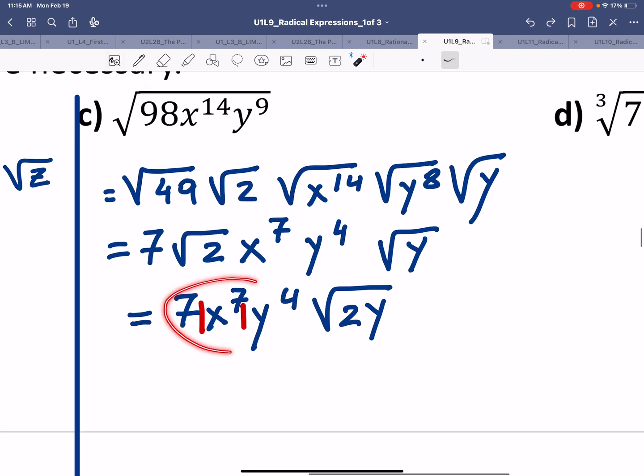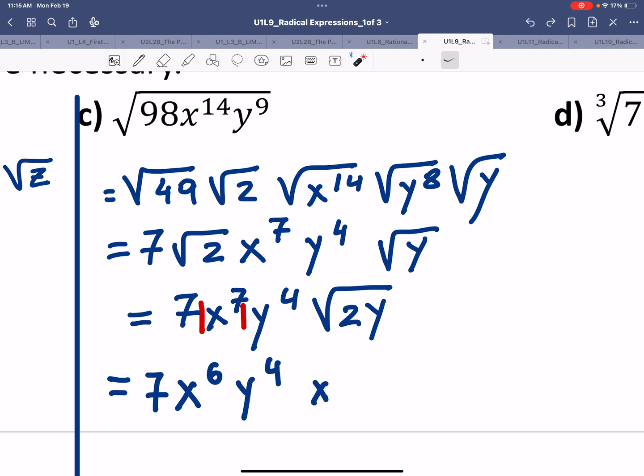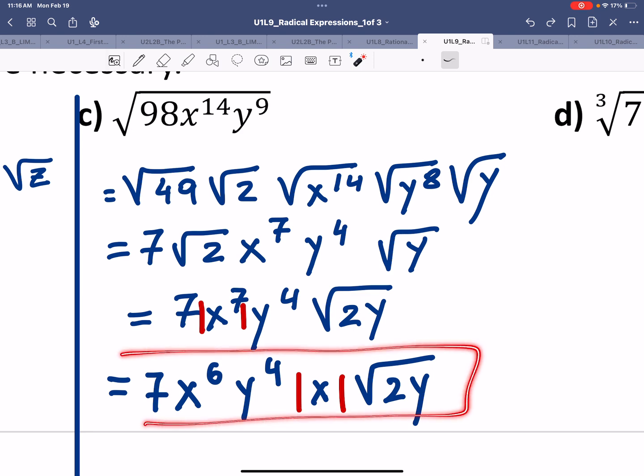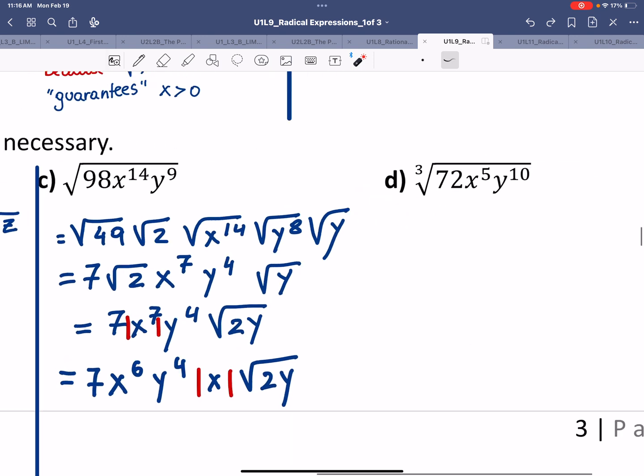Now this would be the answer, and in a more simplified form, which means we reduce the expression inside the absolute value, we can write it as 7. We can take out x to the 6 because we know x to the 6 will always be positive, y to the 4, and then we'll add that absolute value of x at the end. So 6 plus 1 equals 7. And this will be the answer in the most simplified form.